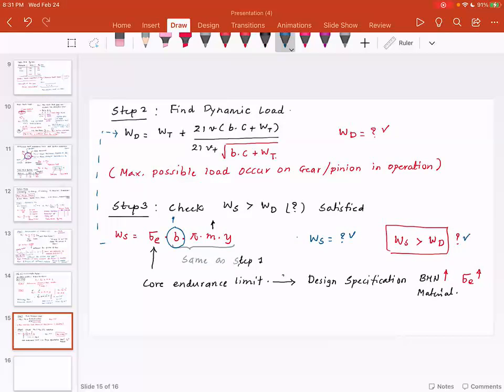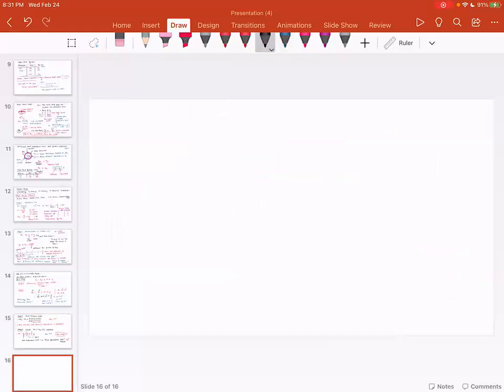Once this condition is satisfied, then we have to go to step 4. And in step 4, again, the same drill. WW has to be greater than WD. So the wear load has to be greater than the dynamic load.